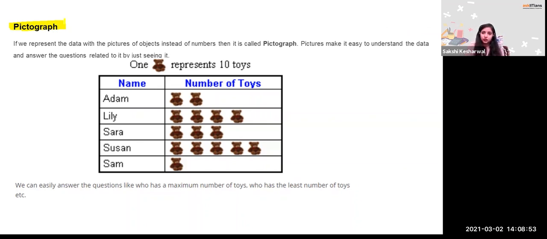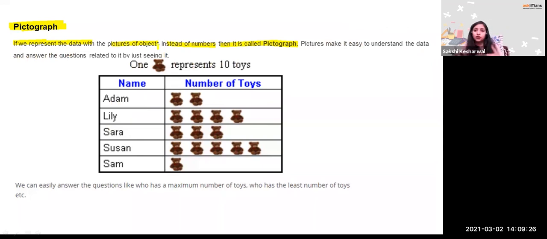You study this pictograph in junior grades up to seventh standard, we don't prefer anything from the pictograph because it's very cumbersome to do, right? So pictograph means just to make data handling a little bit more lucrative or more presentable, so that the students enjoy doing it. So we do such stuff, right? If we present data with a picture of an object instead of a number, it's called a pictograph. Pictures make it easy to understand data and answer the questions related to it by seeing it, right?